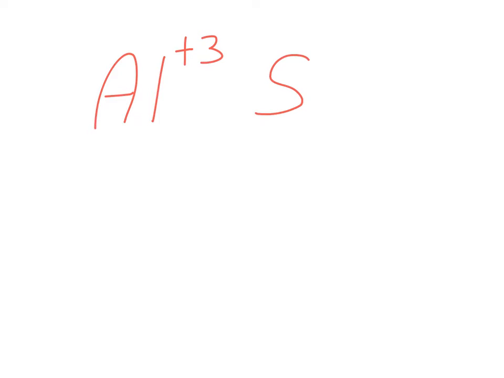Sulfate is SO4 with a -2. If you have SO3 and you change this number, it's no longer sulfate, it's sulfite. If you change that to a 2, it's sulfur dioxide. It's a completely different compound. If you have SO, it's sulfur monoxide.